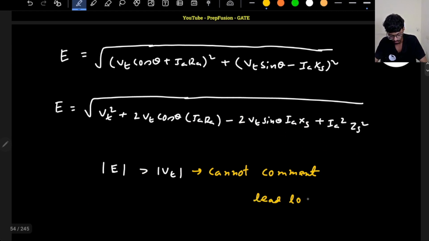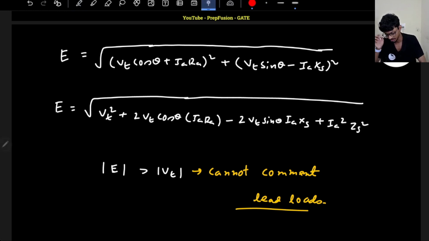For leading loads, we cannot comment. Okay, very important and key point to understand. Other guys will just tell you directly that for leading loads, you remember that magnitude of E will be lower than Vt, but not always. Not always, because these positive components are there. So just be careful regarding this. It will not always be the case that the magnitude of E will be lower than Vt. It can be higher as well, depending on the values. I cannot comment directly over here.